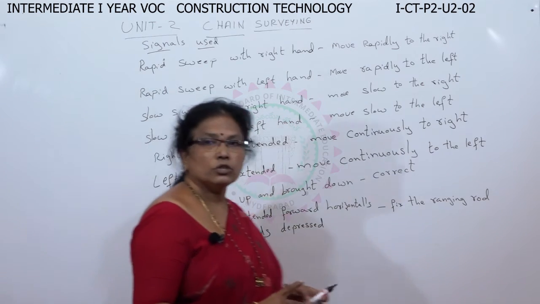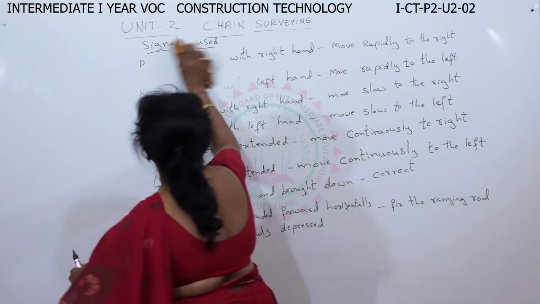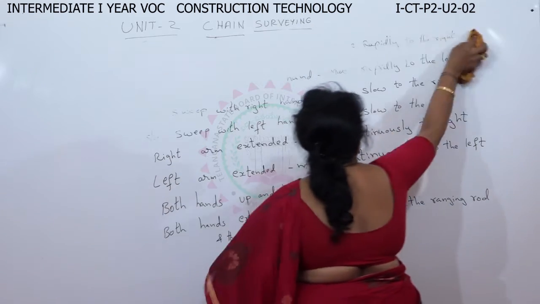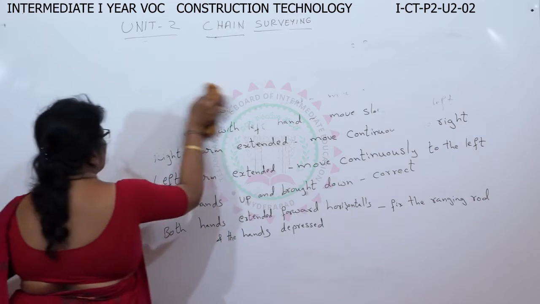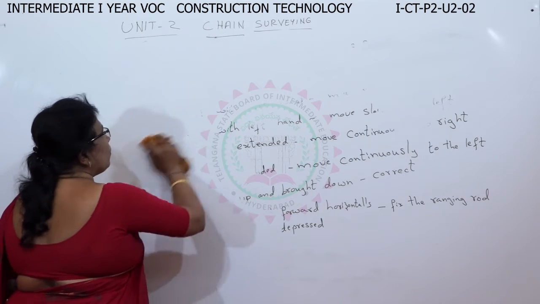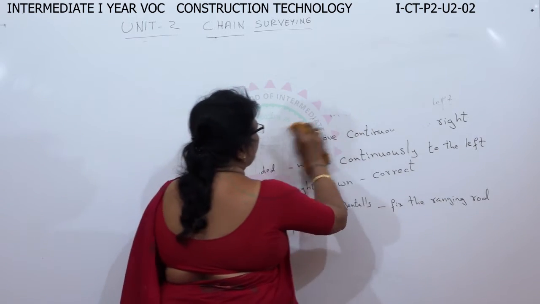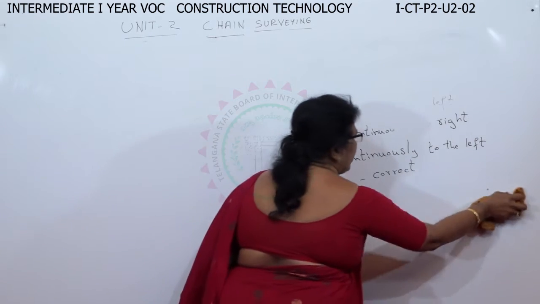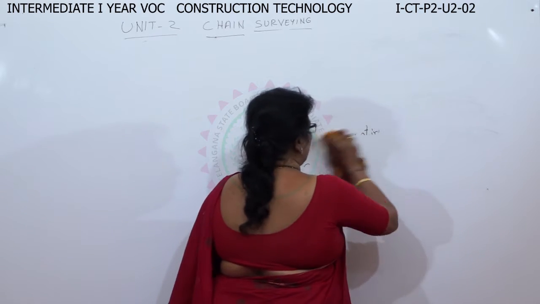One more thing, chaining on a sloping ground. So, till now, if the ground is plain, we have followed different ways: direct ranging, indirect ranging, and chaining and all that. Now, if the ground has some slope, how we have to measure the distance on a sloping ground, that we will see now.